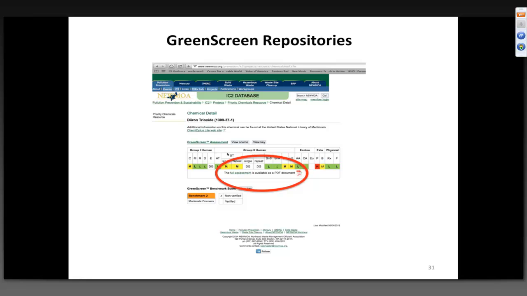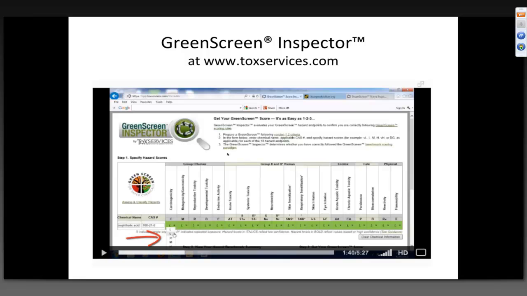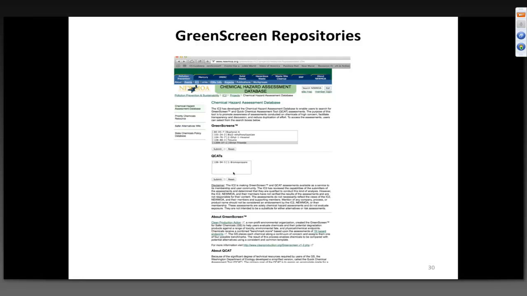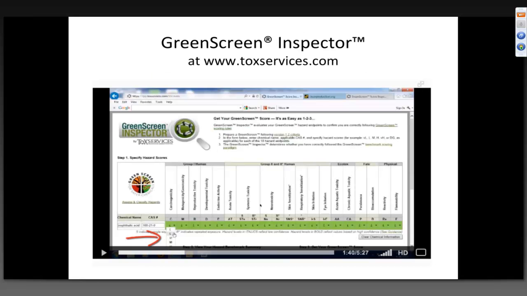So I will just mention one more tool. This is kind of fun. This was developed by Toxservices, one of the profilers. They created a tool called Greenscreen Inspector, which allows you to just use the drop-down windows and put whatever hazard classification you get for a chemical, and it will automatically calculate the benchmark score. And that's kind of nice.